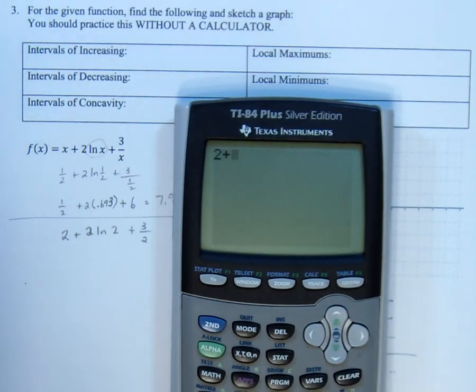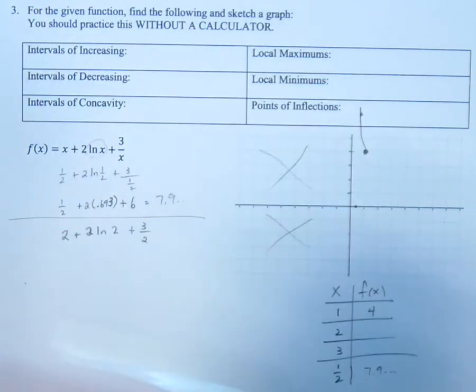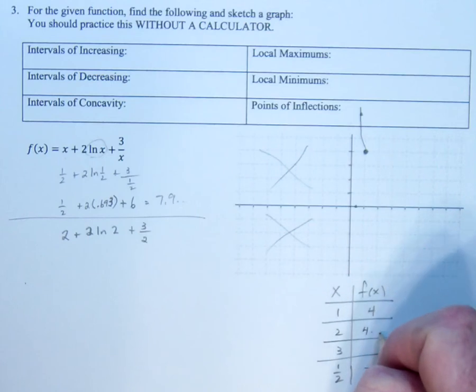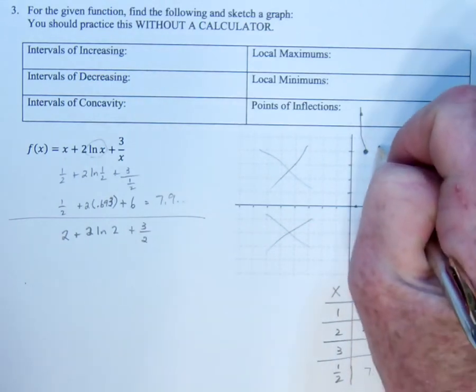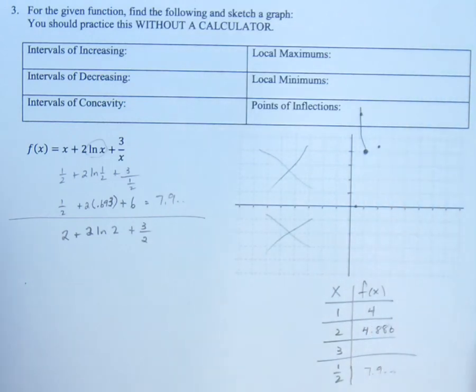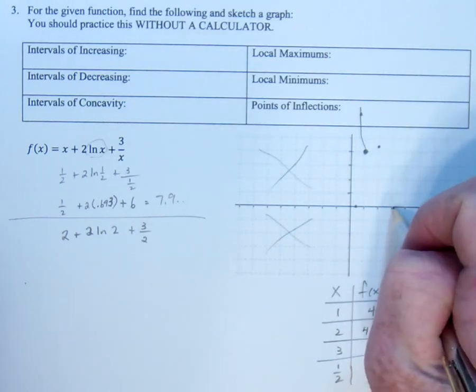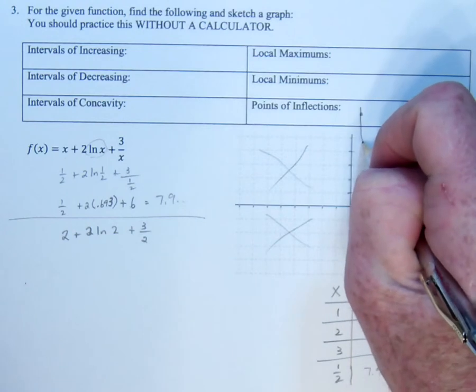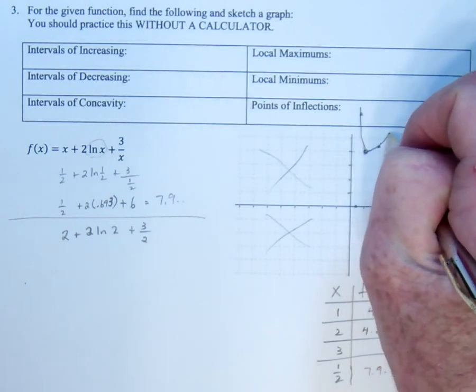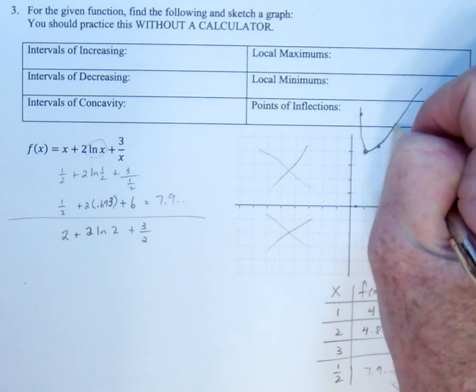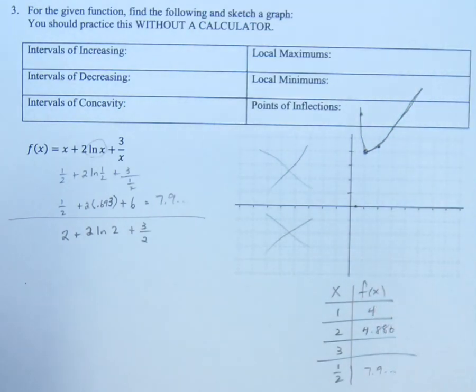2 plus 2 natural log of 2, and then plus 3 divided by 2 gives 4.886. So for 2, you go up to 4.886, and then substitute a 3 and maybe a 4, but what you'll find is the graph looks like this. I don't want to spend all day graphing this by hand, but the graph looks approximately like that.